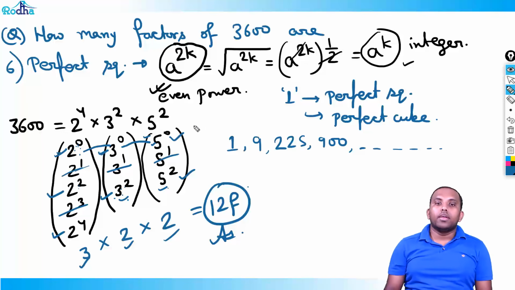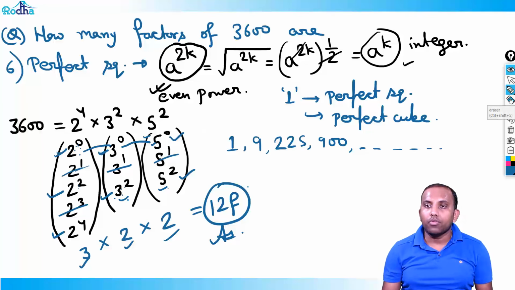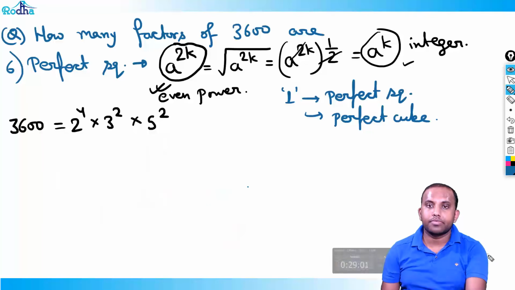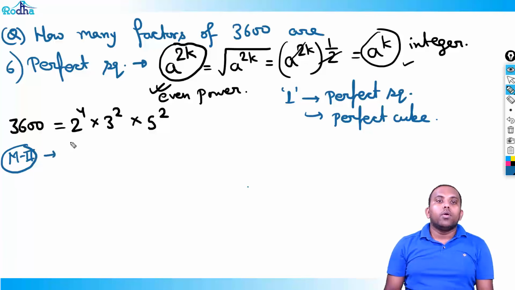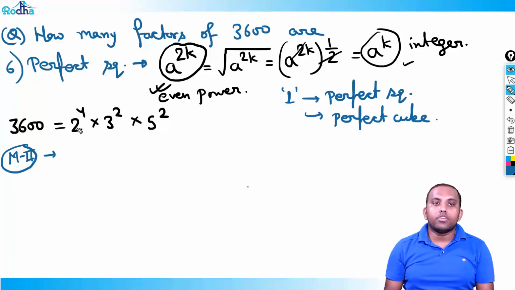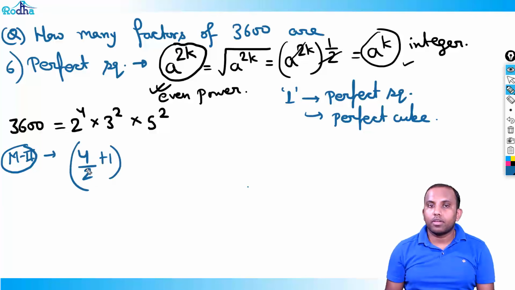Correct? Now method 2. We'll discuss method 2. Method 2 is a very easy one, a shorter one I should say. What I should do is, if 3600 is 2 raised to 4, simply divide the power 4 by 2 and plus 1. I'll tell the logic behind it. This power is 2 here, simply divide 2 by 2 plus 1. Power is again 2 here, simply divide 2 by 2 plus 1.